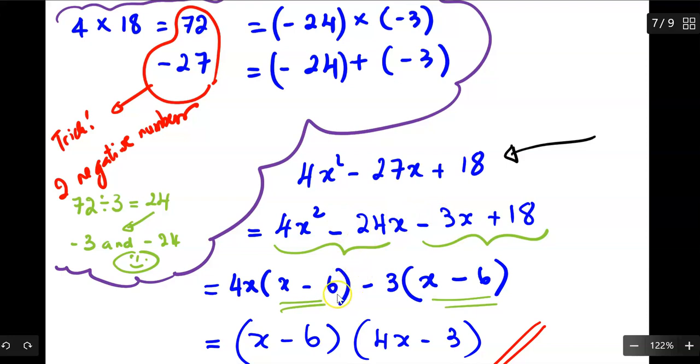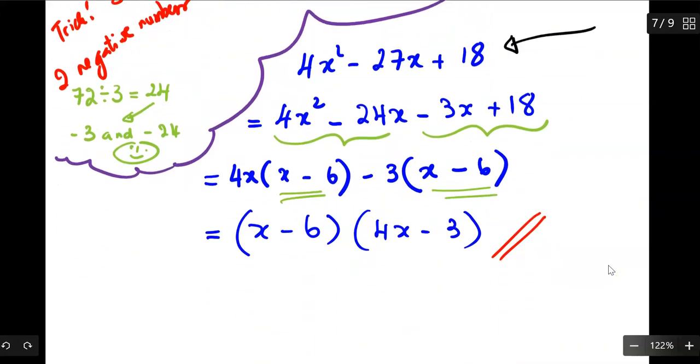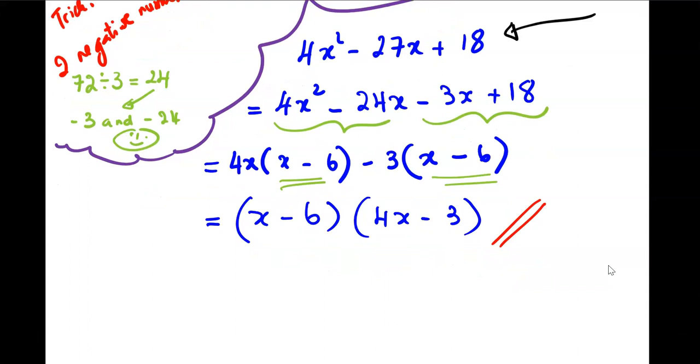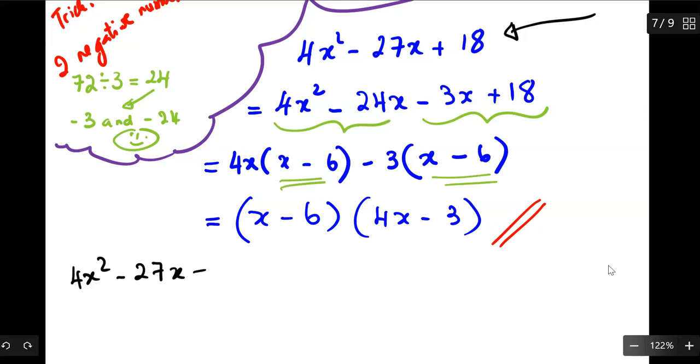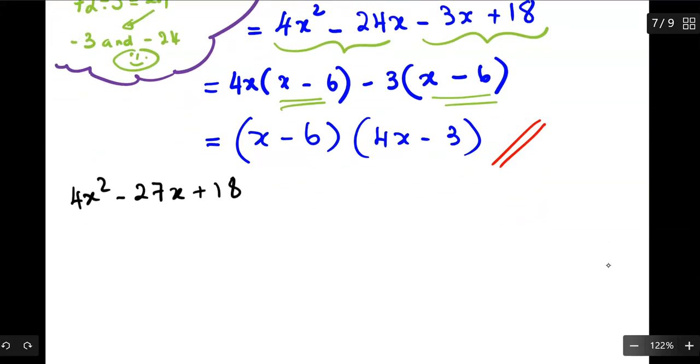So the magical part is we still end up with the two binomials, and we can still factor it out by finding our common factor, which is called factoring by grouping. So let's examine that. Let me rewrite the entire expression again. Instead of writing negative 24x and then negative 3x, I'm going to alter their position. So I will put 4x squared, and then I put minus 3x minus 24x plus 18.